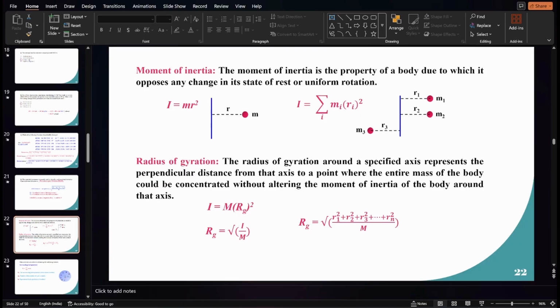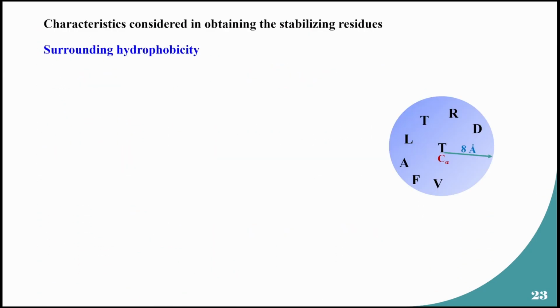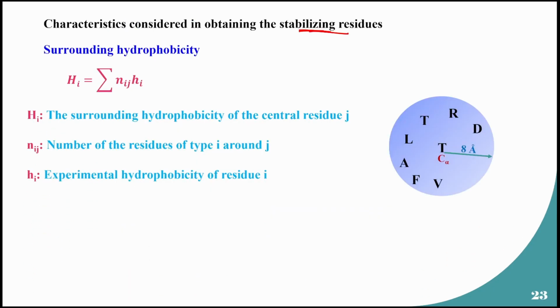But yeah, so the next set of concepts that Professor Kumiha went over were related to, for example, hydrophobicity, right? And this is particularly related to the concept of stabilizing residues. Okay, so what is surrounding hydrophobicity? You can calculate it using this particular formula, where the surrounding hydrophobicity of the center residue J can be calculated using the summation of Nij times Hi. Now, what is Nij? Nij is the number of residues of type I around J.